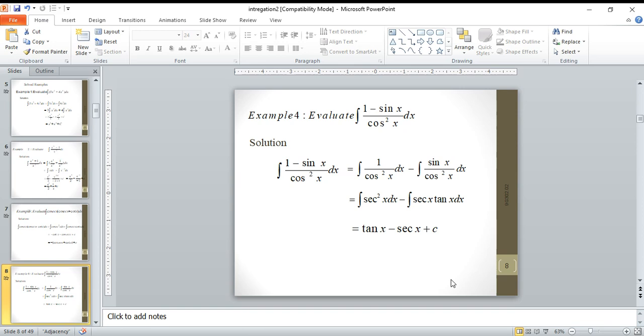Split sin x by cos square x, write it like sin x by cos x into 1 by cos x, because the denominator is cos square. Cos square x can be written as cos x into cos x, that is sin x by cos x into 1 by cos x. Sin by cos is tan x, 1 by cos x is sec x. So therefore, integration secant square x dx minus secant x into tan x dx. Secant square x answer is tan x, minus sec x tan x answer is sec x, plus c.